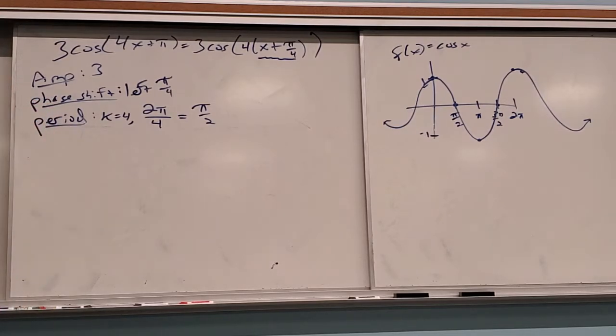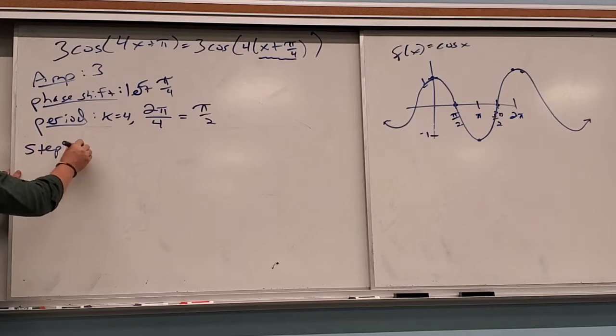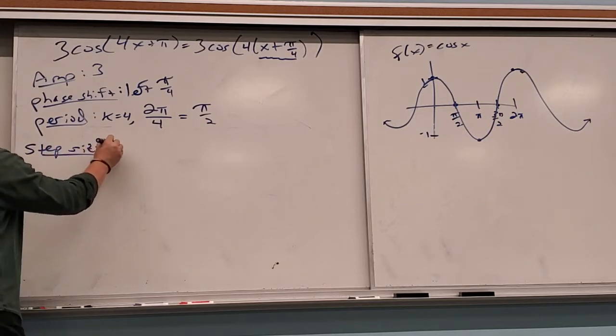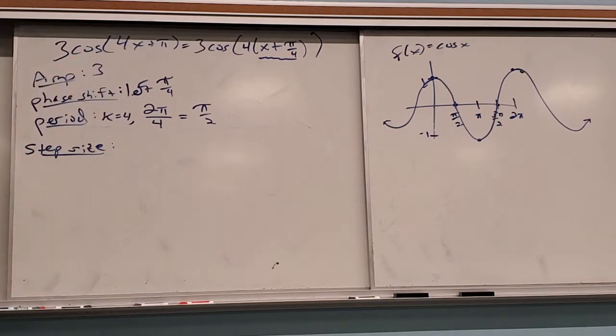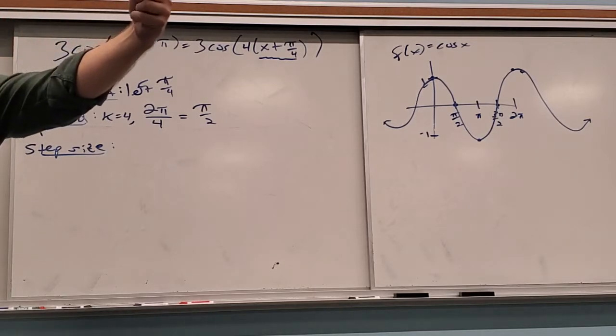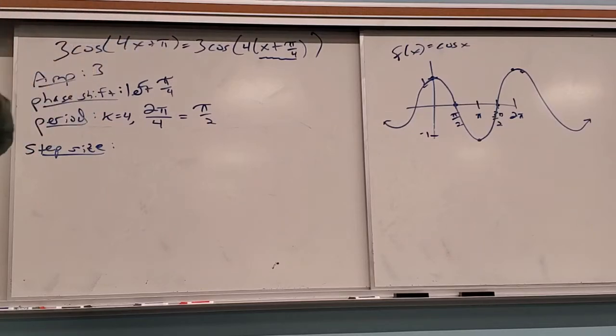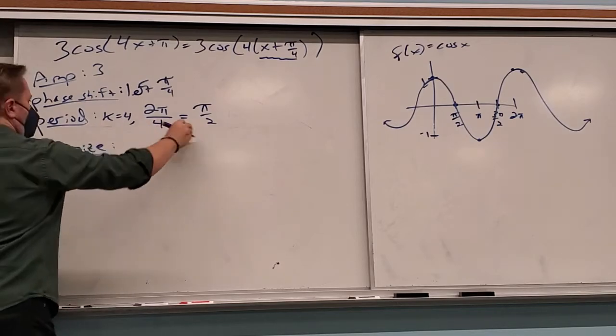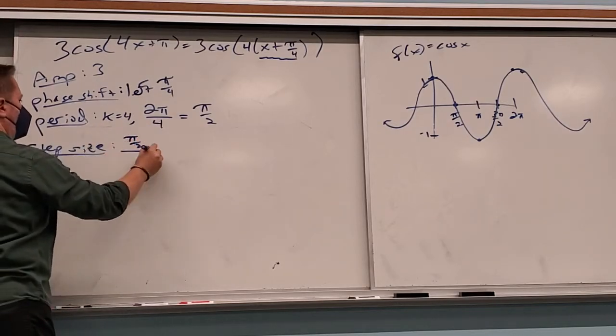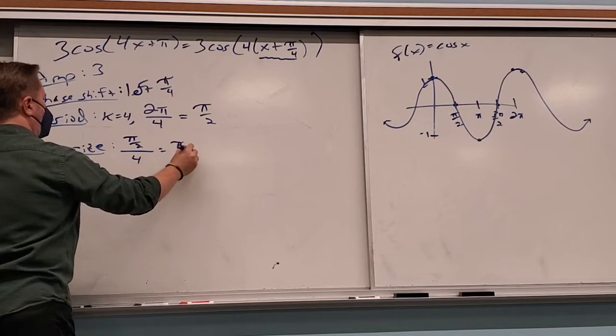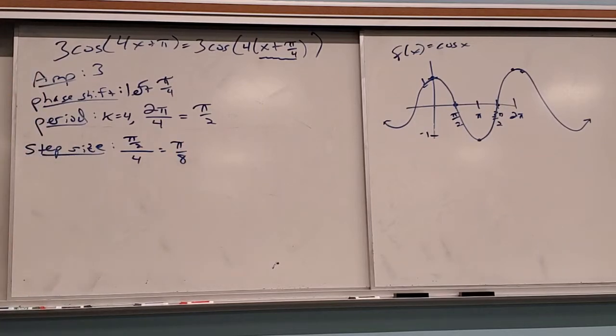Let me see, what else do I ask for? Sketch the graph, but I didn't. Let me do step size. Does anybody remember how to do step size? I don't ask for it, but it's a good thing to know. So normally it takes 2 pi, and I cut that up into 4 parts, right? So it's 2 pi divided by 4, which is pi over 2. And normally the step size is pi over 2. Now, the whole period is pi over 2, and if I cut that in fourths, I get pi over 8. That's the step size.